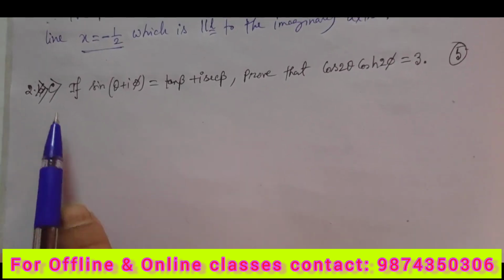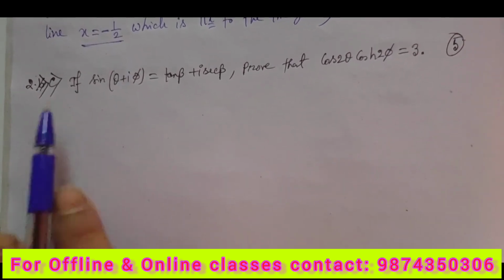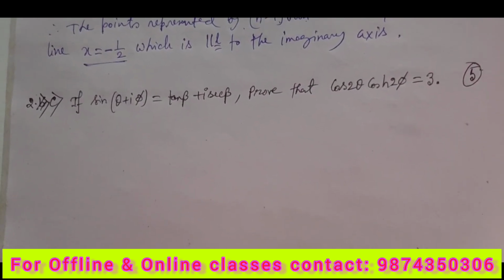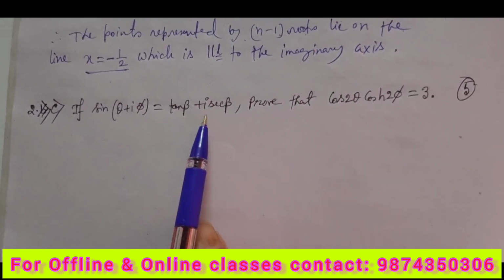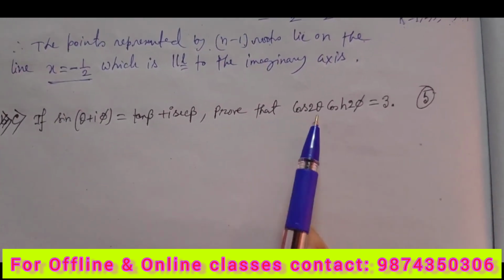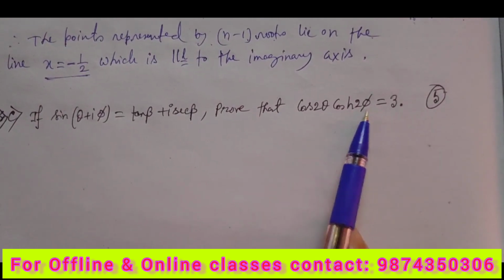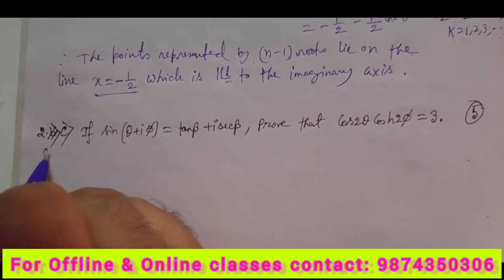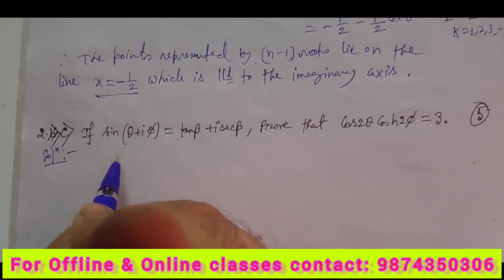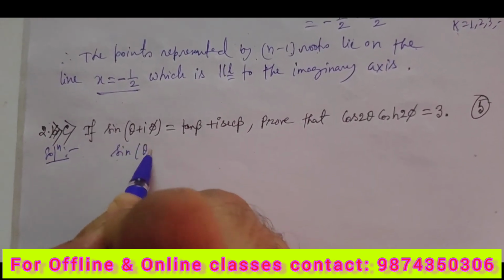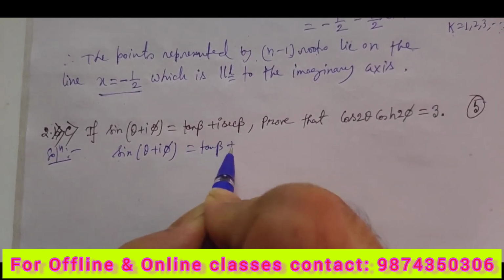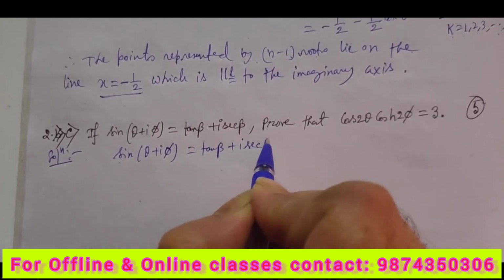Now the next question is 2 part C. If sin of theta plus i phi is equal to tan beta plus i sec beta, prove that cos 2 theta into cosh 2 phi is equal to 3. This is a 5 marks question. Solution: given that sin of theta plus i phi is equal to tan beta plus i sec beta.